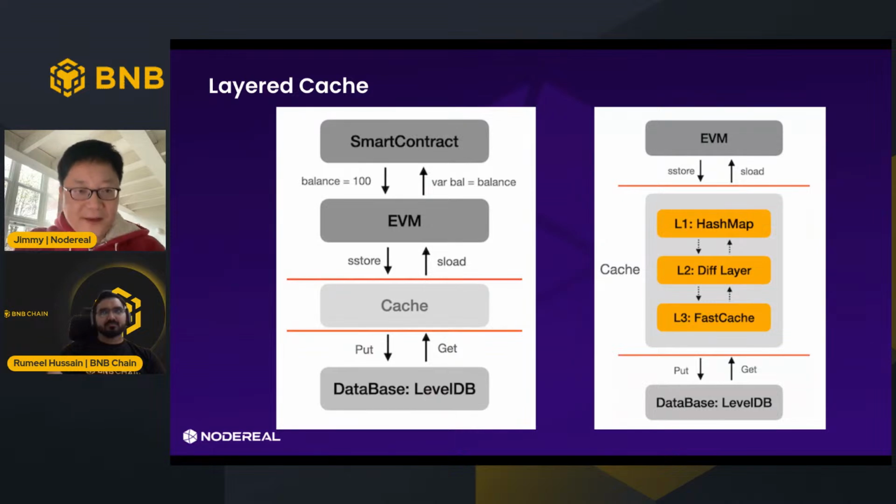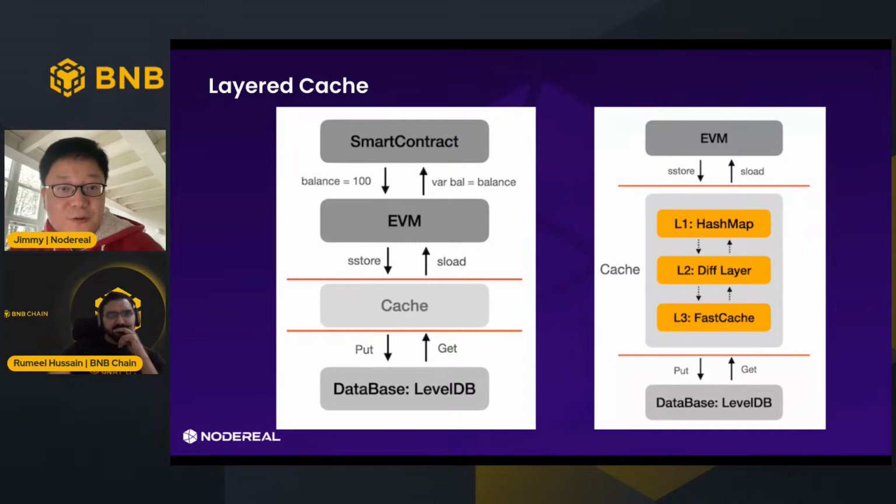Before we dive in, I'd like to introduce more about the cache layers. This is of course a very high level diagram. You can see here the smart contract has some kind of operation. It first goes to the cache, and then goes to the LevelDB, which involves disk IO operations.